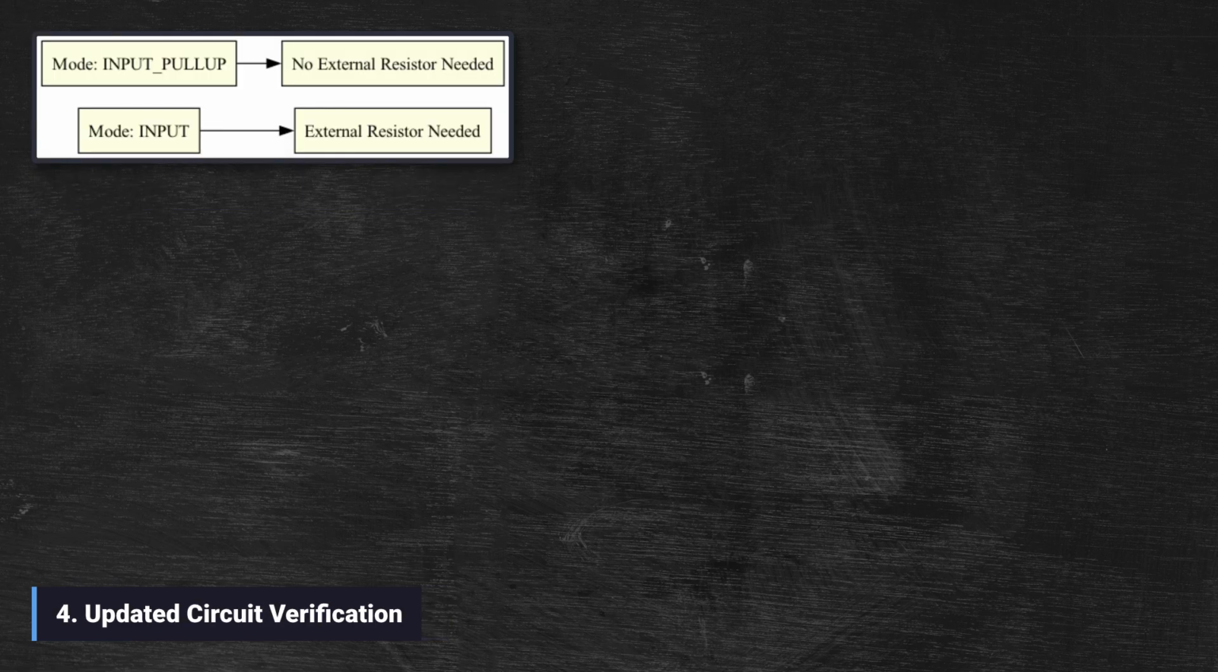By handling this inside the class, your main code doesn't have to worry about the wiring configuration. You just tell the object how it's connected, and it takes care of the rest. This makes your code much more portable across different hardware setups.